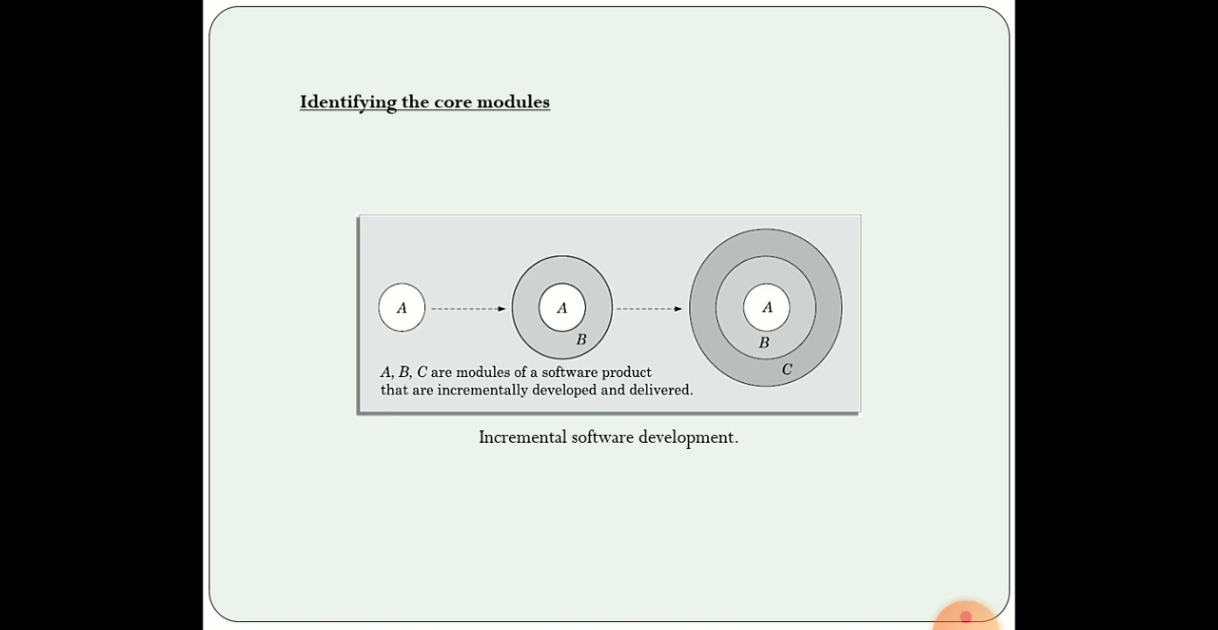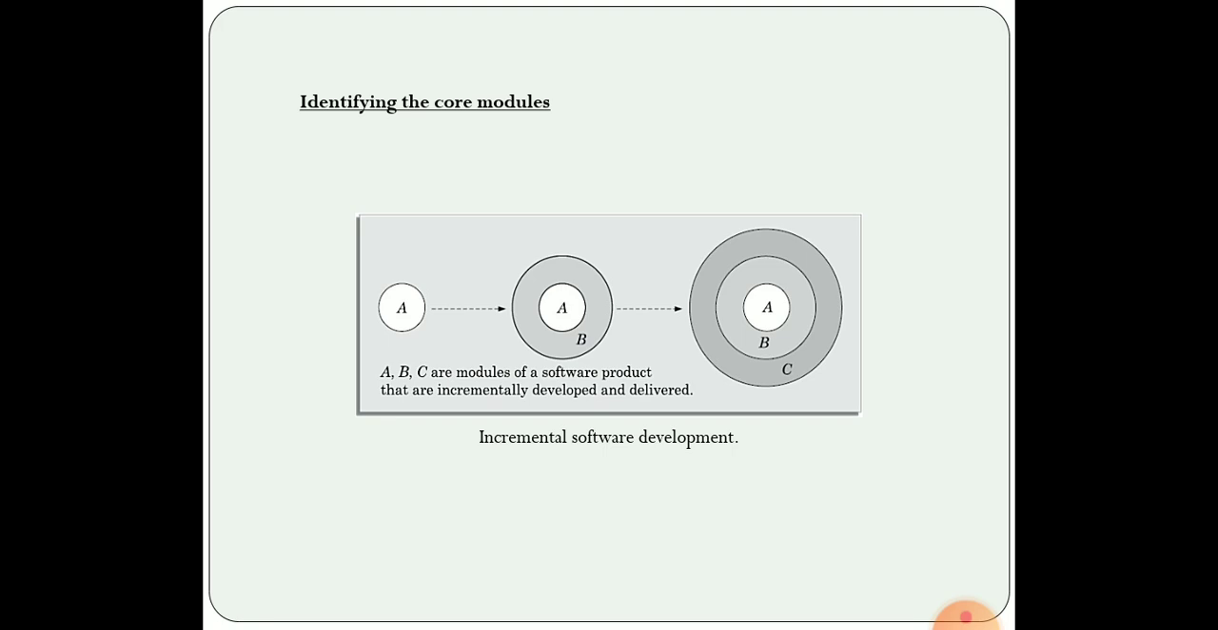So, the basic iterative waterfall model forms the basis of the evolutionary model. Though the evolutionary model is developed using the incremental method, the modules are developed incrementally, but the basis of the evolutionary model is the iterative waterfall model itself.